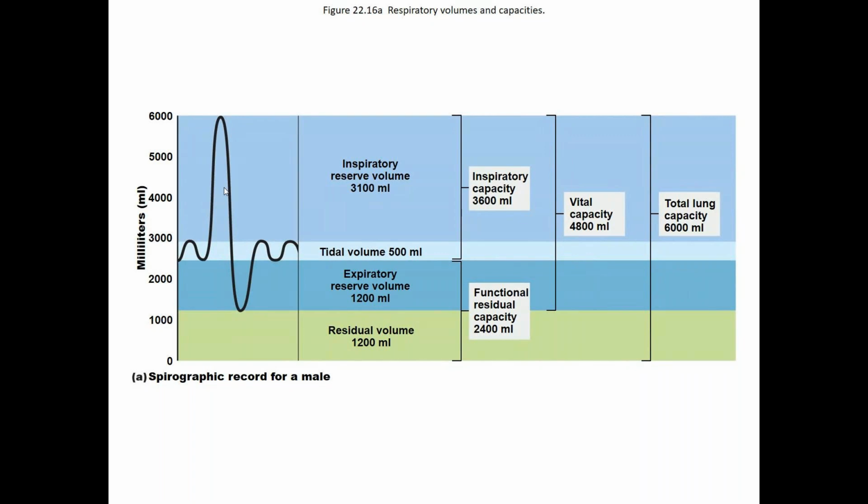Vital capacity is deep breath in, deep breath out. How much total air can you move? So that's the IRV, the tidal volume, and the ERV put together. And then if we put all four of them together, we get the total potential volume of your lung, the total lung capacity.